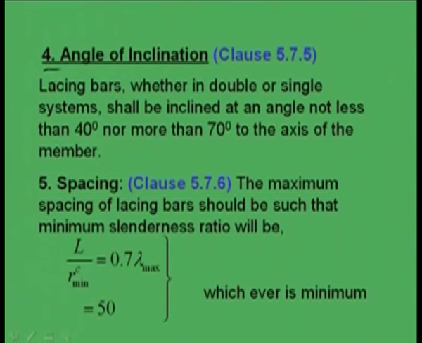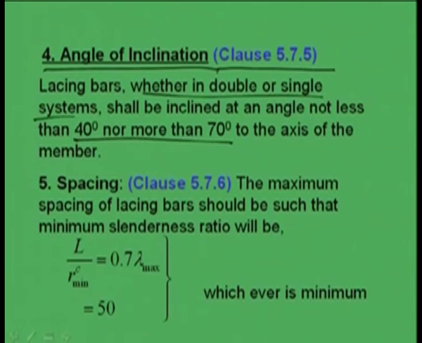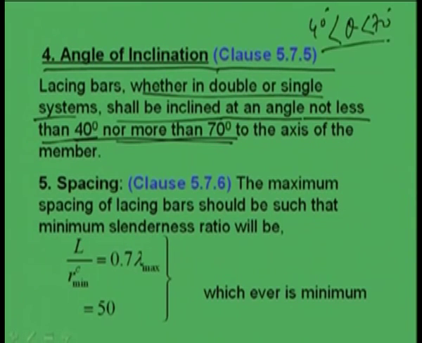Another aspect is the angle of inclination, which is given in clause 5.7.5. The angle of inclination can be between 40 to 70 degrees as per clause 5.7.5. What is told? That lacing bars, whether in double or single systems, shall be inclined at an angle not less than 40 degrees nor more than 70 degrees. That means theta should be less than 70 degrees and greater than 40 degrees. With this, it has to be met. So, the angle of inclination also has to follow the codal provisions.